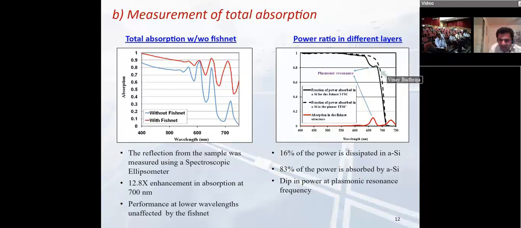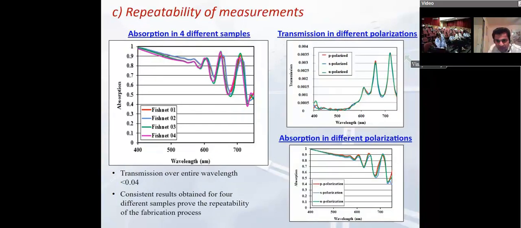This calculation is done because it is always asked that whenever you say that your absorption is increased because of the fishnet pattern, it may happen because of the other layers. So to show that reliability, that it's only because of the amorphous silicon, you have to show some results related to this. In the next slide, it shows the absorption, transmission, and absorption in different polarizations.